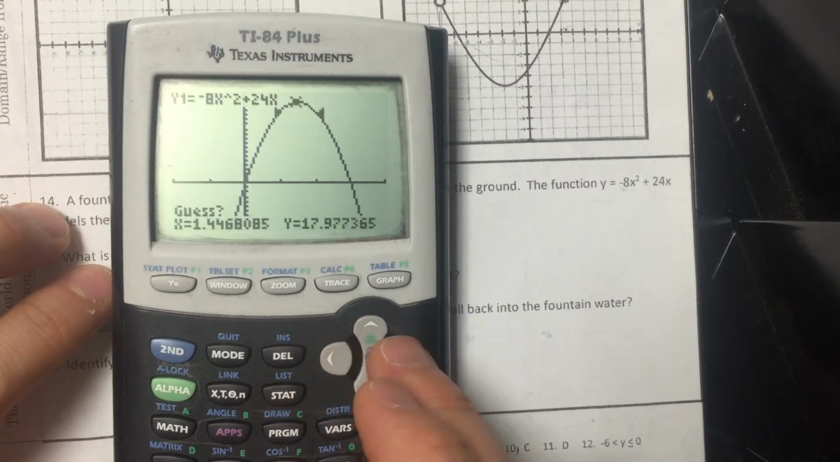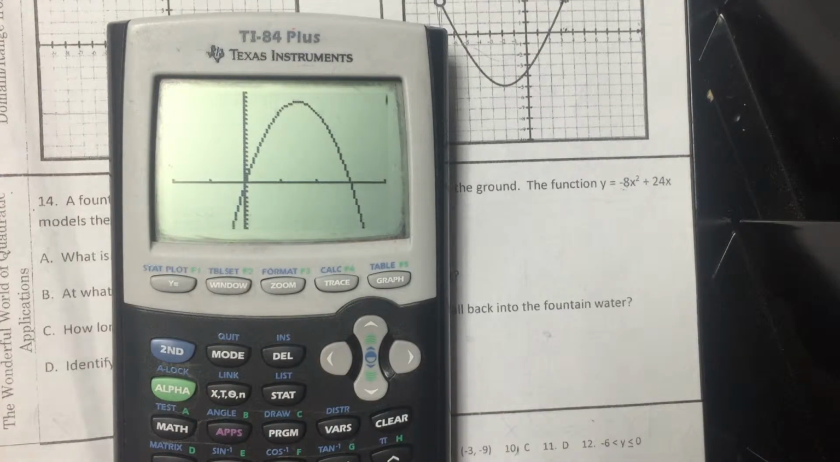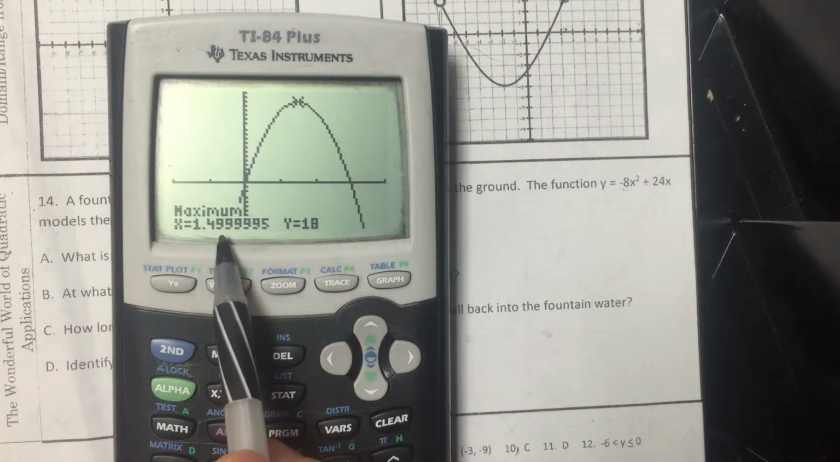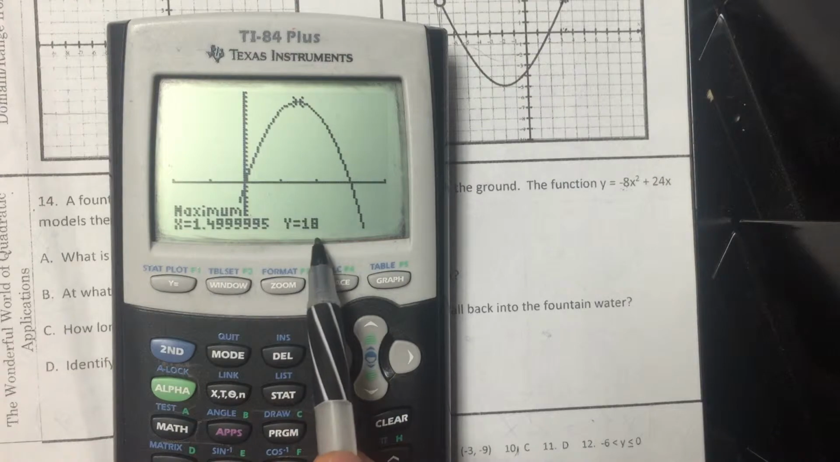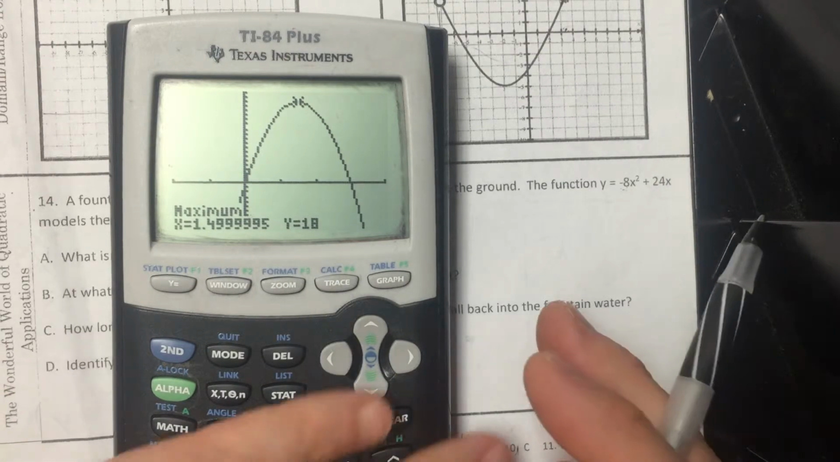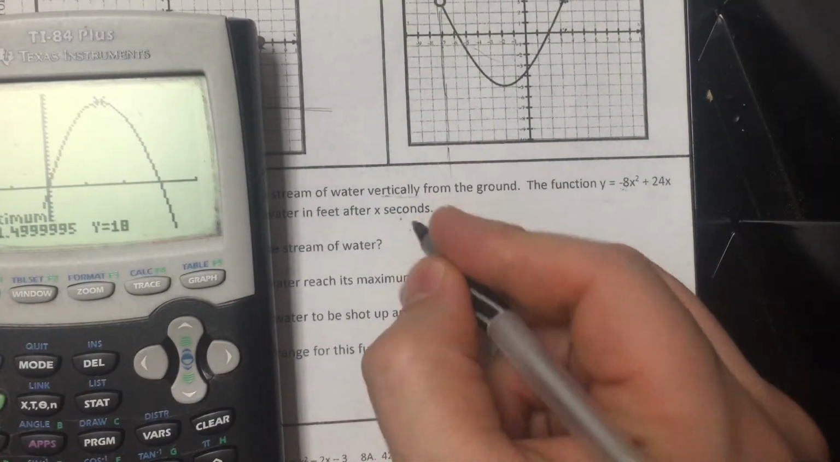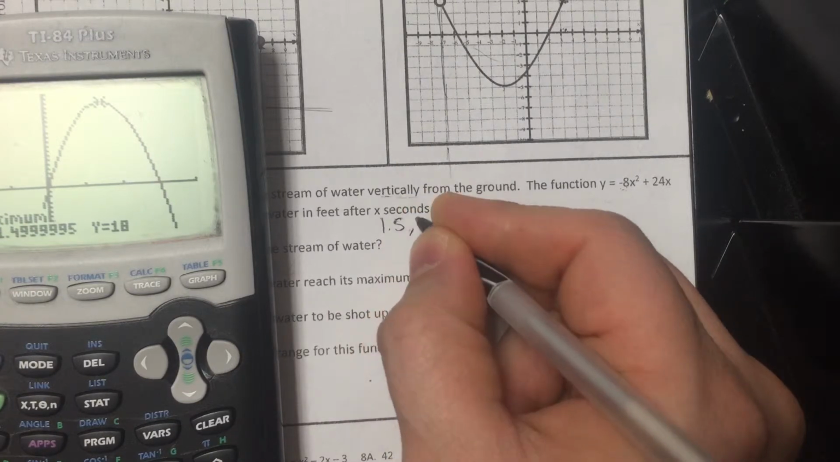Okay, well, I'm going to guess by putting it where I think it is. And then I push enter. It gives it to me. Look, I was right. It's just about 1.5, 1.4999999, comma 18. Now, that's the ordered pair. All right? I'm going to go ahead and put 1.5, comma 18.